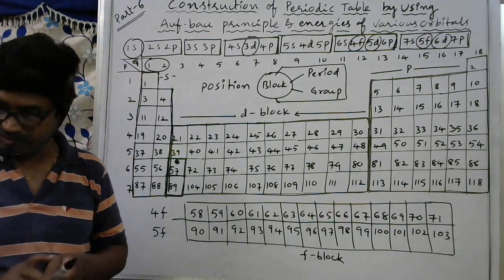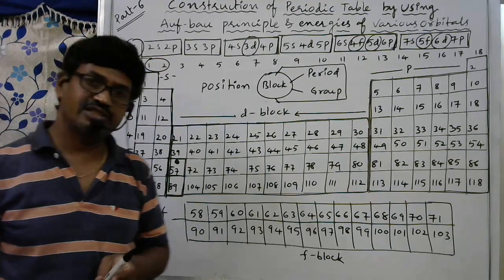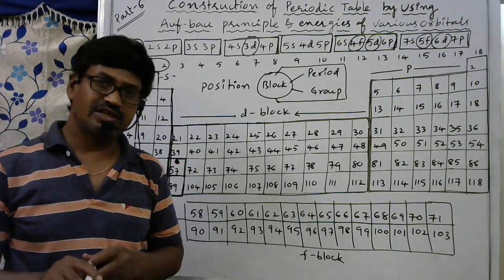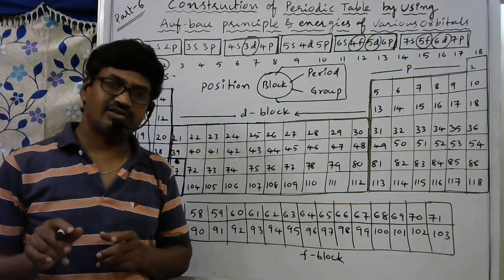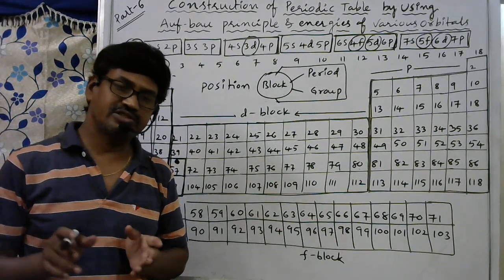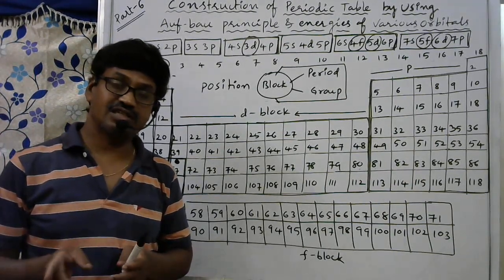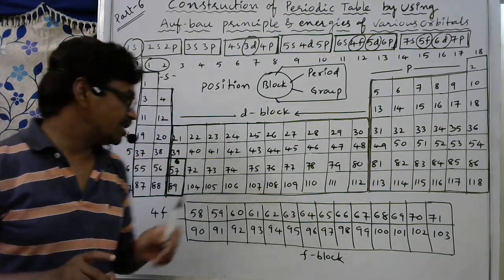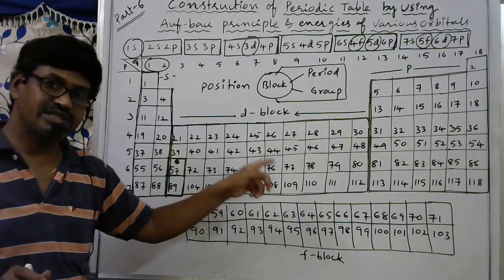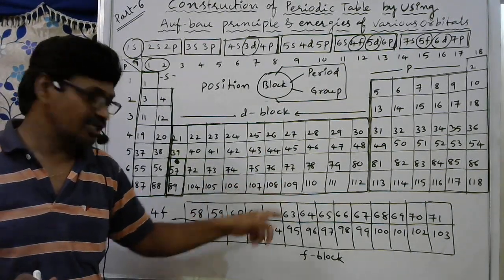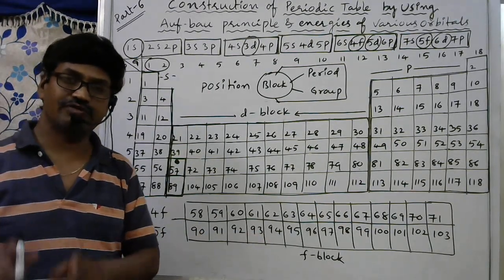So here we will discuss simply what is an S block element, what is a P block element, what is a D block element, what is an F block element. S block elements are nothing but the elements in which the last electron enters into the S orbital. P block elements are the elements in which the last electron enters into the np orbital. D block elements are nothing but what? The elements in which the last electron enters into the (n-1) d orbital, the penultimate shell. F block elements are the elements in which the last electron enters into the (n-2) f orbital.